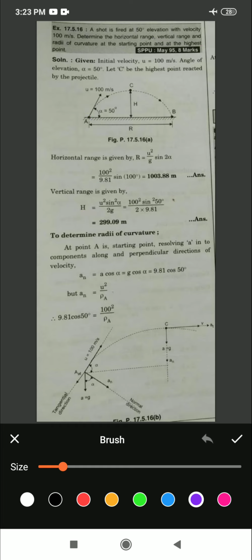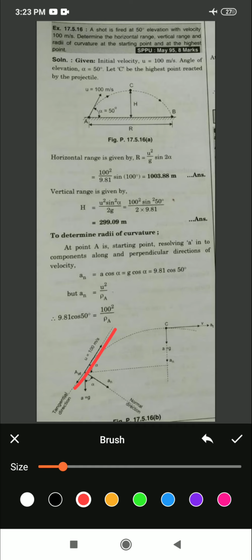Now, let's see the part of radius of curvature at two different points. One is the radius of curvature at point A and the other at point C. Let's see the radius of curvature at point A. You can see at the point A, initial velocity is defined. In curvilinear motion or in projectile motion, the velocity is always tangential.